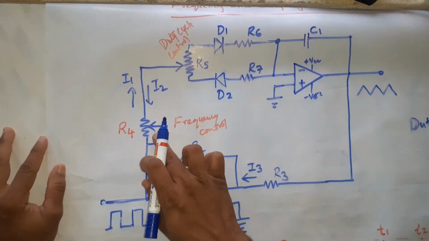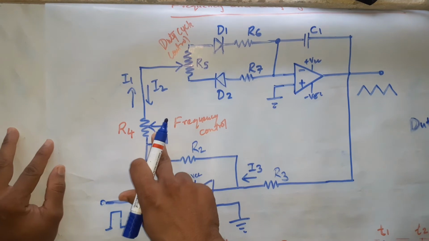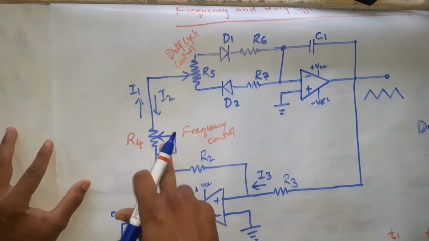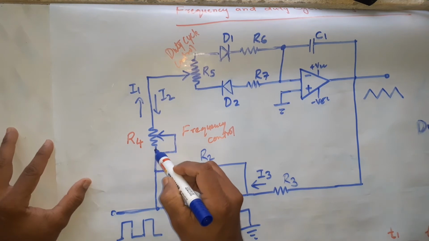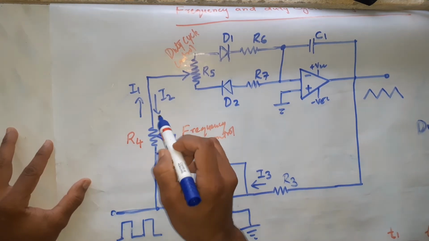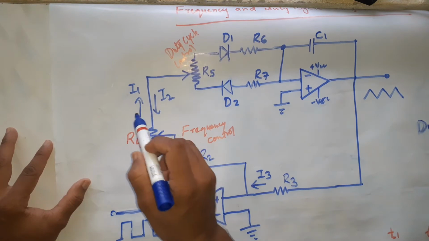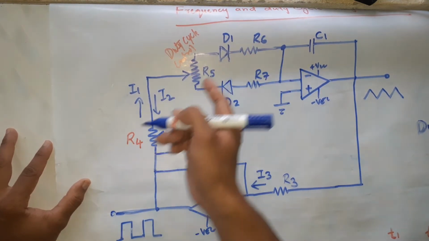This resistor is controlling our currents I1 and I2. Just see, the resistor R4 has to carry currents I1 and I2. And what are I1 and I2? I1 and I2 are the currents which are flowing through capacitor C1.